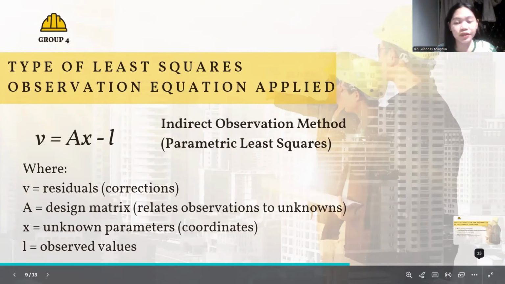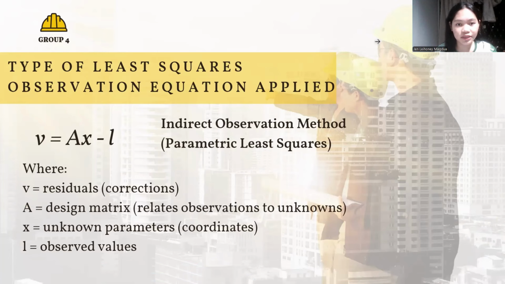So the general form of the equation is V equals AX minus L, where V is the residuals or correction to the observations, and A is the design matrix, which relates each observation to the unknown parameters, and X is the unknown parameters, which are the corrections to the coordinates, while L is the misclosure vector, which is the difference of the observed value minus the computed value using the approximate coordinates, as shown in lecture 13.